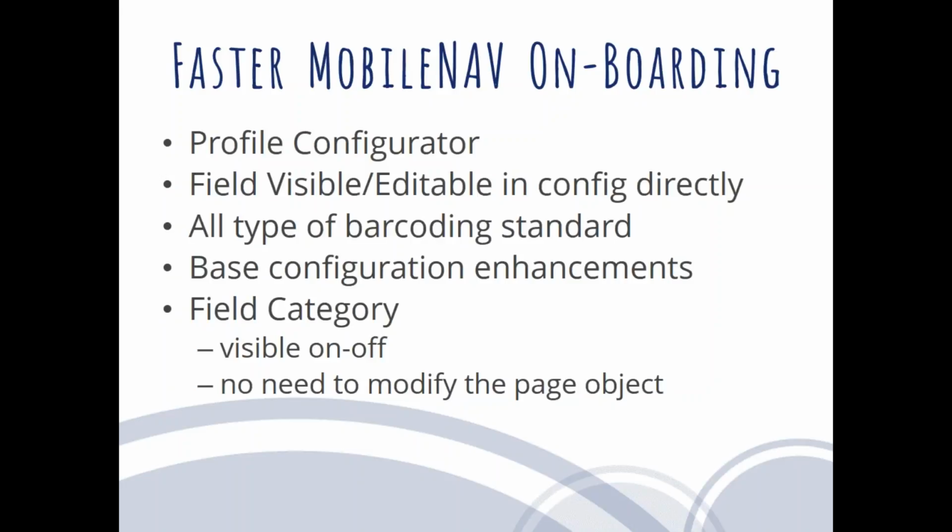And the goal of this is that with a very cool feature in the general setup, you can very quickly turn on and off the different field categories. So by setting them visible on and off, you can very quickly hide, for example, variants if your user doesn't use them, or bin codes, or serial numbers, but only lot numbers, or not even that. So I think this is also a very good time-saving feature of MobileNAV. So with that, you can very quickly set up the system for the most common situations.